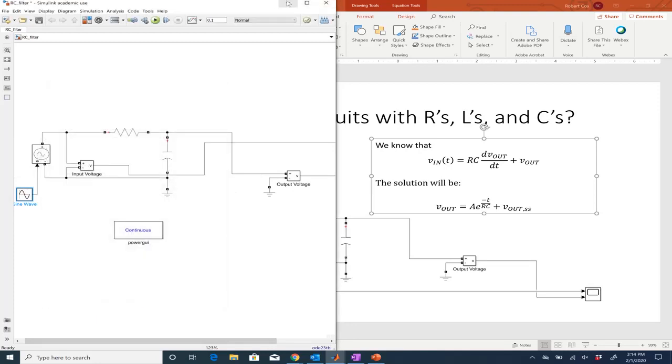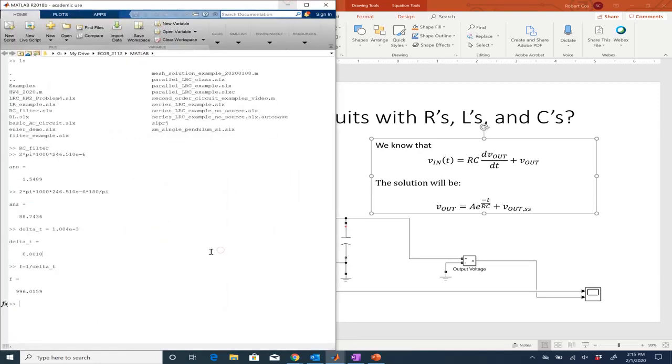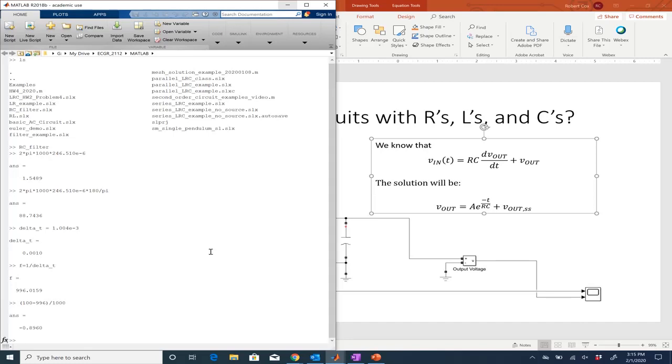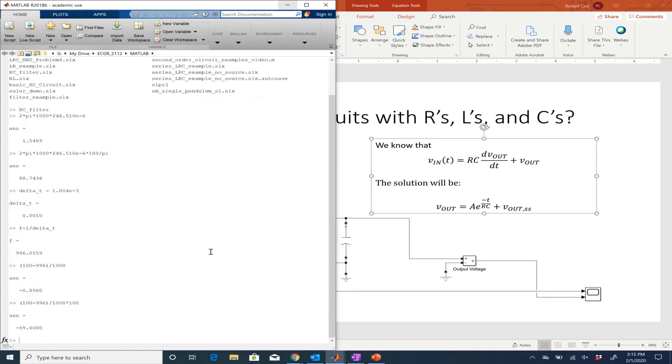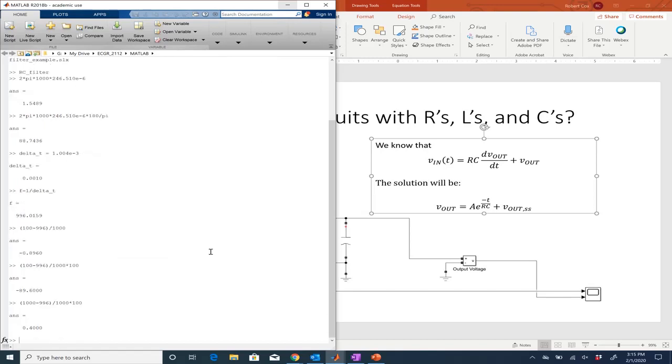So just to be clear, I measured 996. Just how much of a percent error is that? So 1,000 minus 996 divided by 1,000. So pretty small. I'll multiply that by 100 to get a percent error. Sorry, I did my math wrong there. 1,000 minus 996 divided by 1,000, multiply that by 100. That's a 0.4% error.